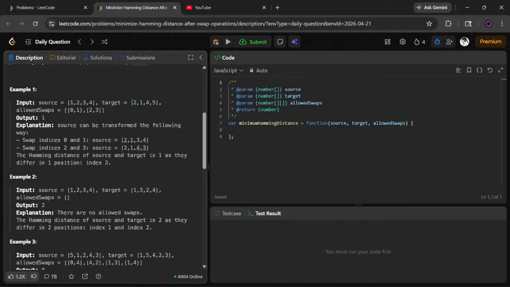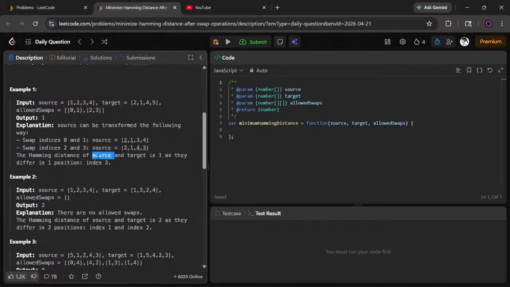Okay, now I understood. We have to make the source like this and find the total number of swaps that happened, I guess. But still, this is not matching with this one. How can we solve this? Swap indices 0 and 1, source equals 2 and 1 3 4. So when we swap 0 and 1, we get 2 and 1. And when we swap 2 and 3, we get 4 and 3. So what is the difference here, right?